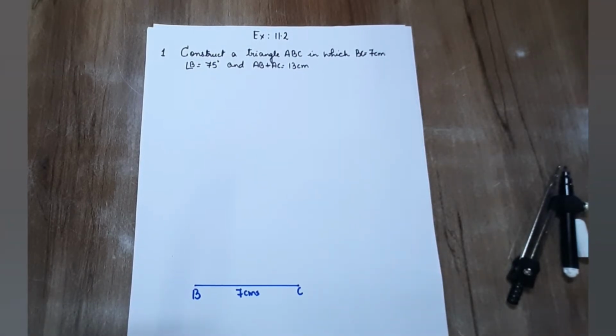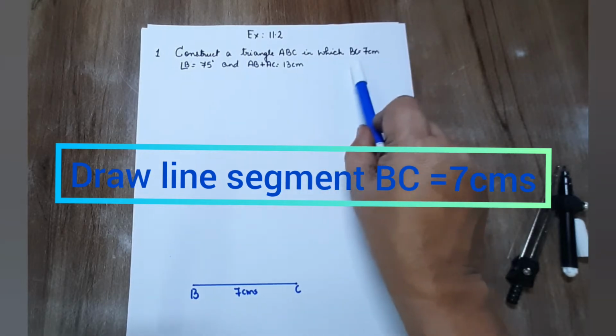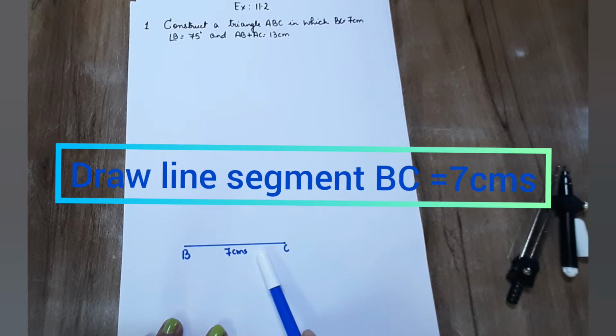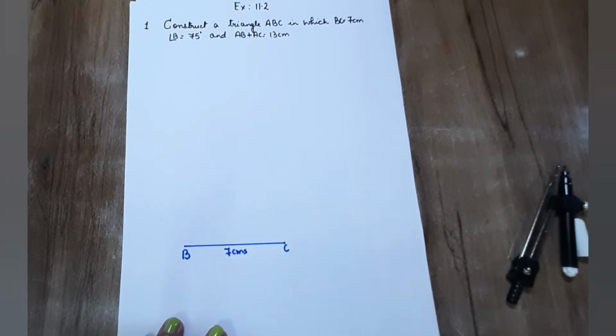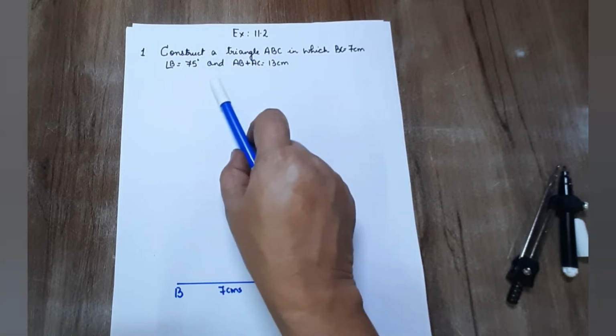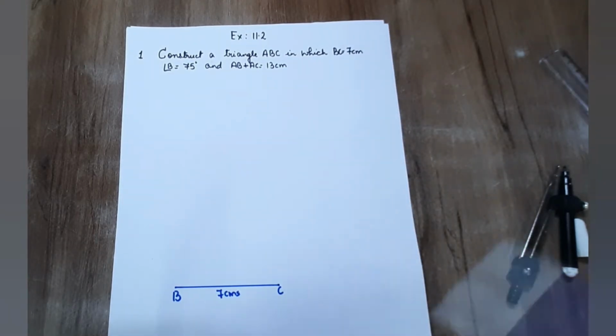Hello everyone. Today we'll learn construction of triangle, that is exercise 11.2. So first question is construct triangle ABC in which BC is given 7 centimeter. I have drawn BC here, 7 centimeter. Draw line segment 7 centimeter. Angle B is 75 degree and AB plus AC is 13 centimeter.